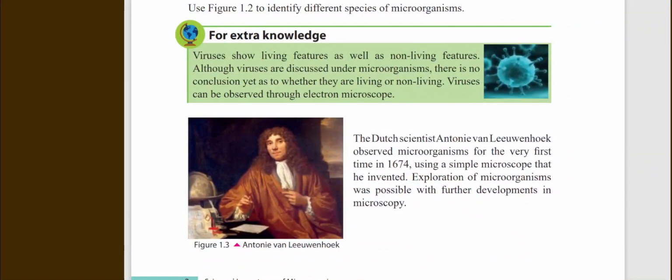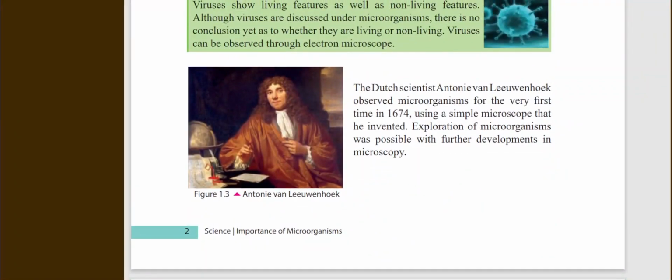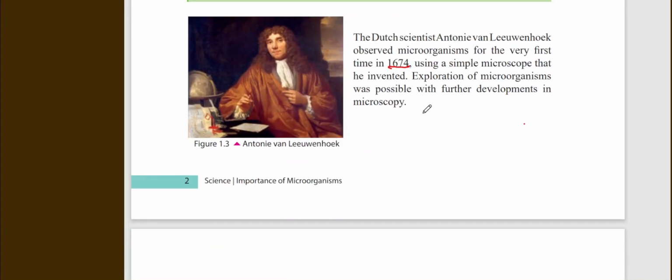And this is Anthony van Leeuwenhoek. He was the person who first observed microorganisms in 1674. Oh, that is bacteria. So he observed bacteria even.